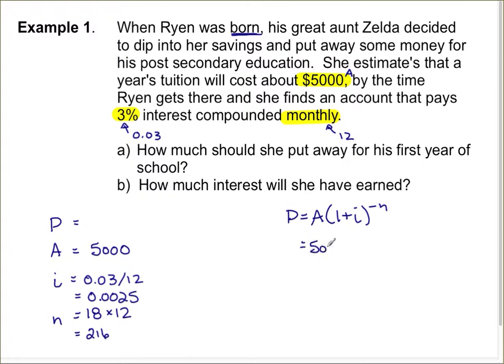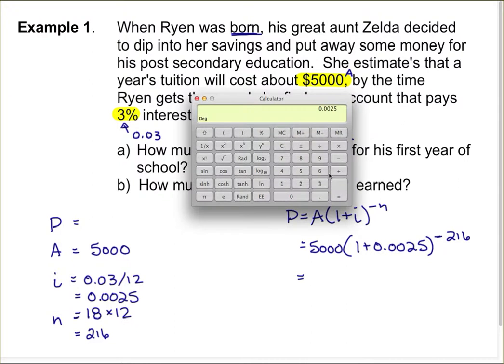Now let's plug these things in here. That's 5,000 times 1 plus 0.0025 to the negative 216. Now this just has to go into the calculator. If you have a decent calculator, you can type it in exactly as it looks and get your final answer. Some calculators, like this one that I have here, work backwards, and the method that I'm going to show you works on absolutely every single calculator out there. Some of you may know a different way to punch it in. If you get the same answer, you're good.